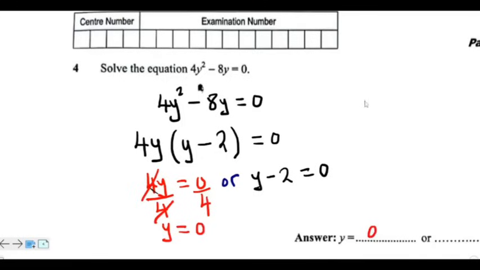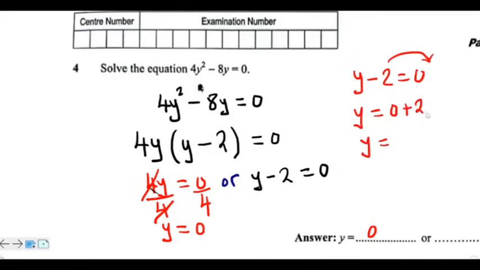Now we are remaining with this other one where we have y minus 2 is equal to 0. So this negative 2 will go to the right-hand side. We are going to have y is equal to 0 plus 2. We are going to have a 2. So here, y is equal to 2.